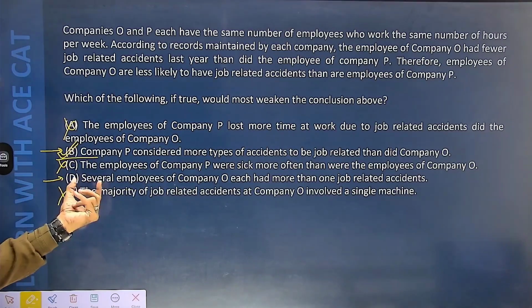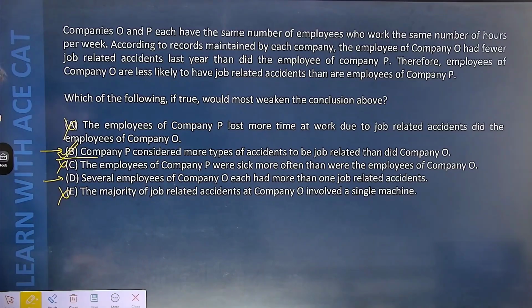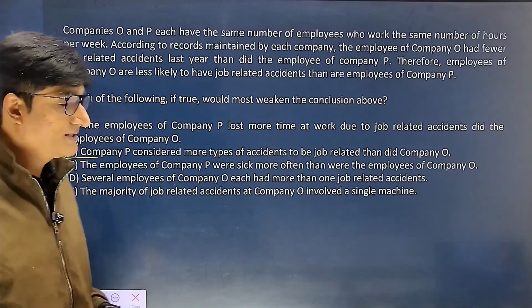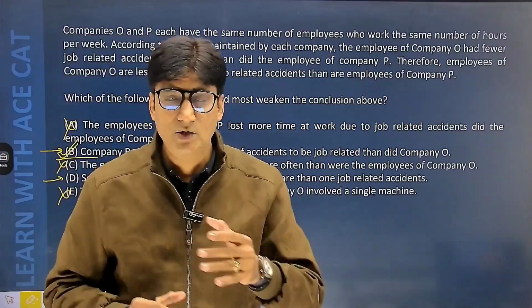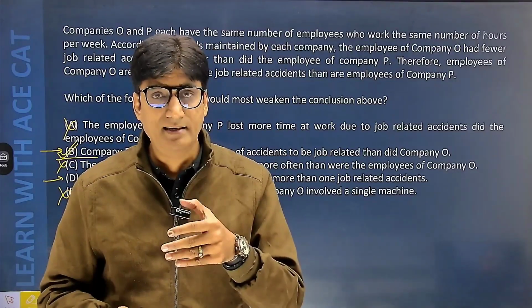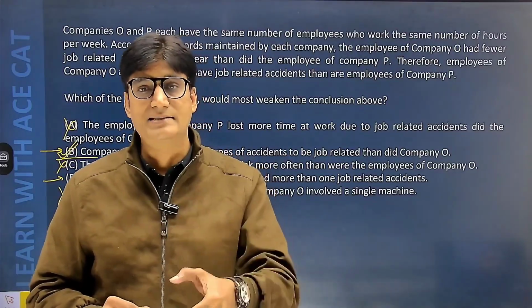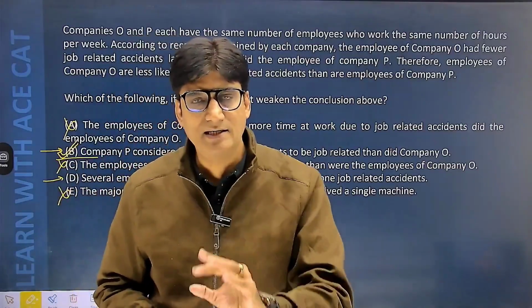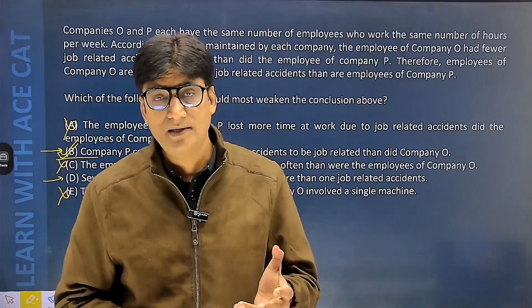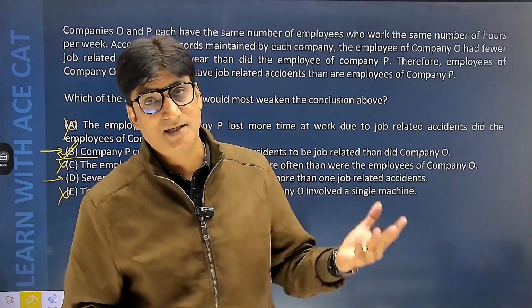सबसे पहले स्टूडेंट्स आप देखो फोर्थ ऑप्शन, several employees of company O each had more than one job-related accident. तो कंपनी O में ऐसे कुछ एम्प्लॉयज हैं जिनके एक से ज़्यादा बार जॉब रिलेटेड एक्सीडेंट्स हो चुके हैं. ऐसे सेवरल एम्प्लॉयज हैं. But ऐसा भी तो पॉसिबल है स्टूडेंट्स कंपनी P में ऐसे एम्प्लॉयज़ और भी ज़्यादा हों.